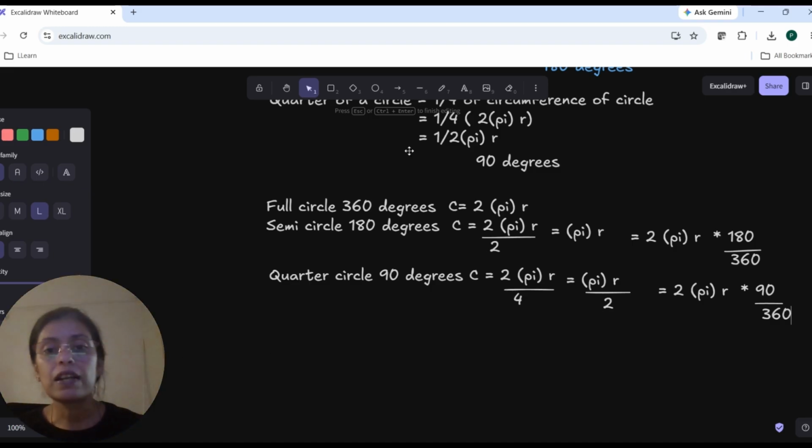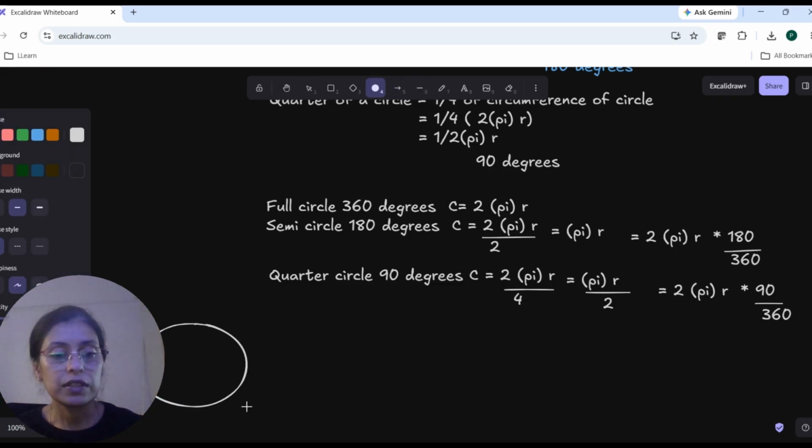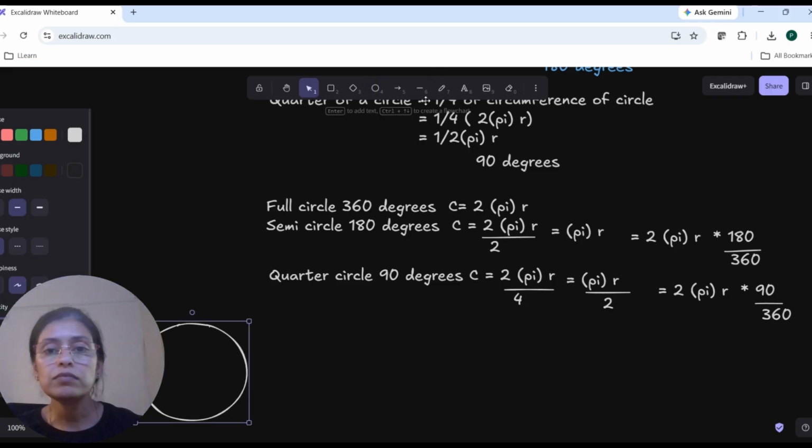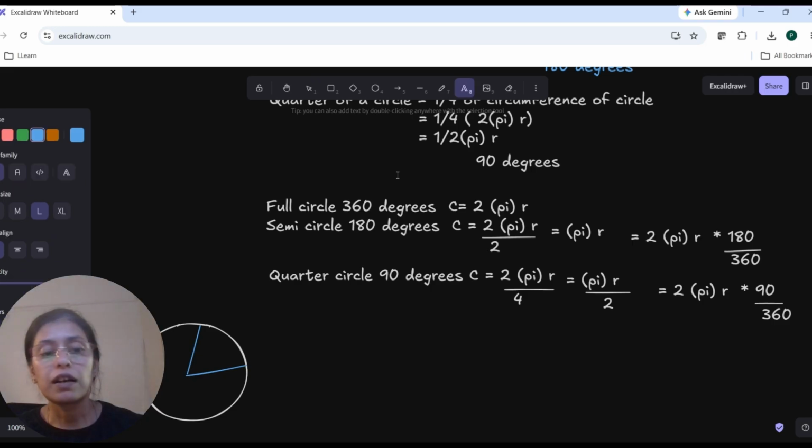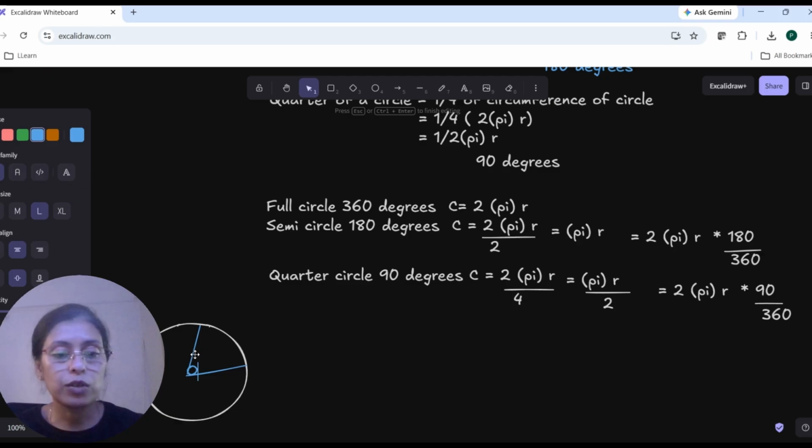So if we generalize this now, for example, we have this circle and we just take this arc. And this arc, this is the center O.